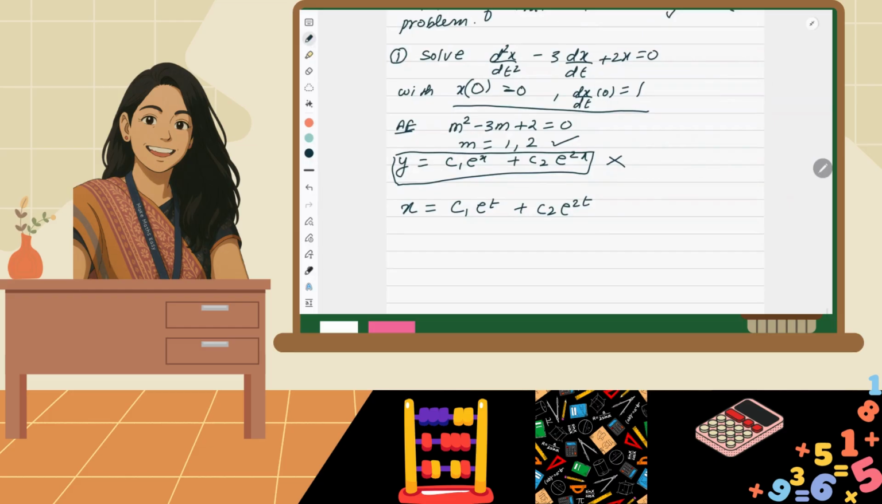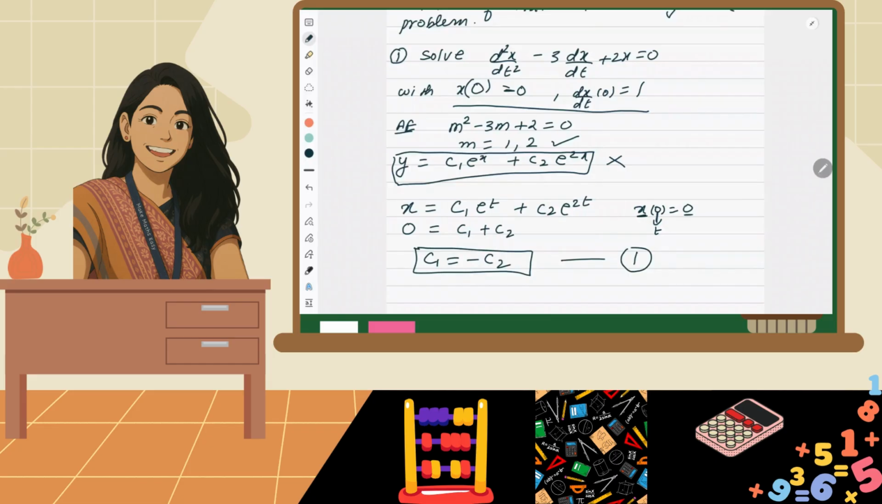Okay. Now what is the meaning of this? x of 0 is equal to 0. This means when the value of t is equal to 0, the x value is also 0. So here they are saying when t is 0, x is 0. So x is 0 when t is 0. e to the power 0 is 1, plus c2 e to the power 0 is 1. So this is my first equation, which has given me c1 is equal to minus c2.